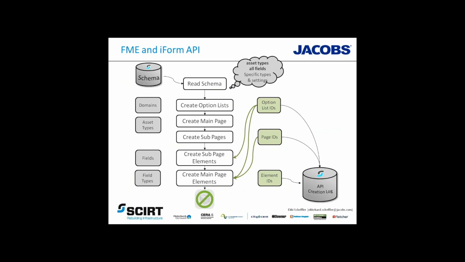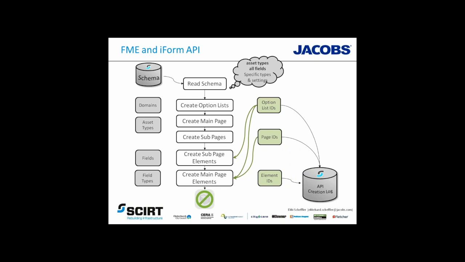So the actual FME process, what does it actually do? So again, on the left-hand side, there's our schema, and it defines the different domains, so the different pick list values, they go into the option list, all the different asset types that we want to define in our form, and then the field and field types, and there's a whole lot of other information in there that I haven't listed here, but all that goes into the process. So the FME process just reads the schema, and that sits really just in our database.